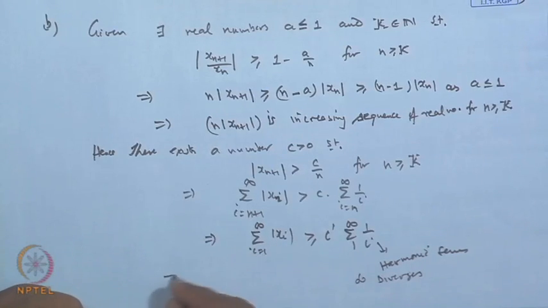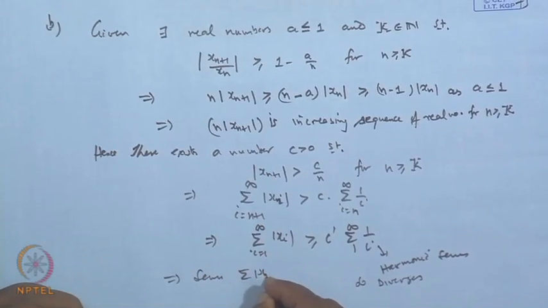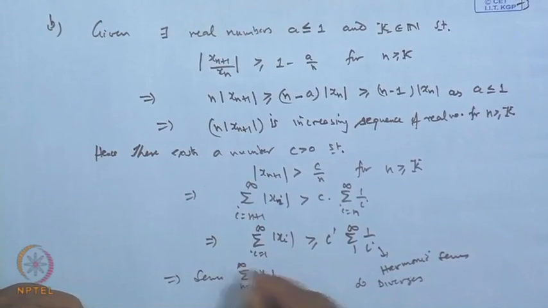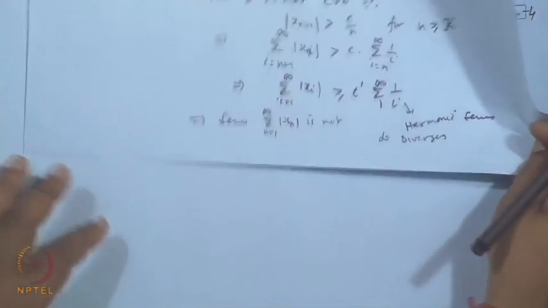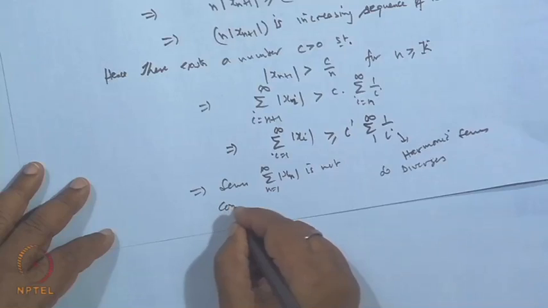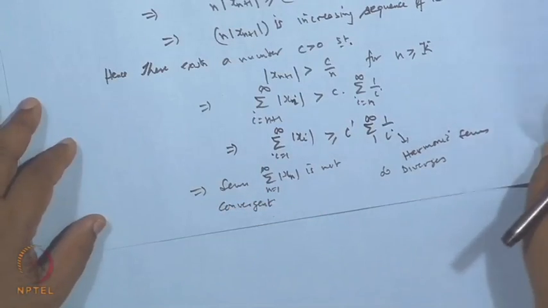So, this implies that the series sigma mod x_n, n equal to 1 to infinity, is not absolutely convergent, is not convergent. Therefore, the original series will not converge absolutely. So, that is the reason for this. Okay.